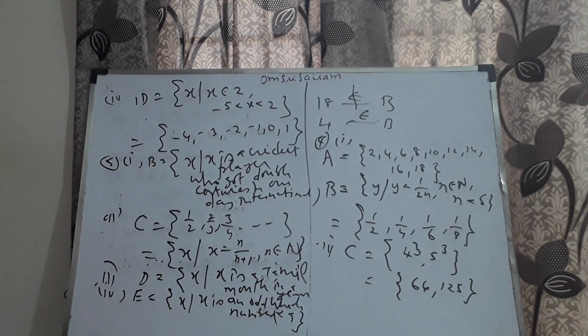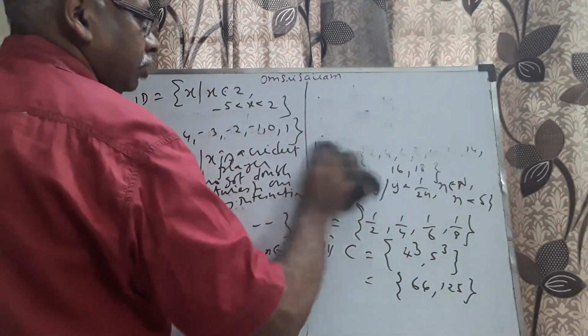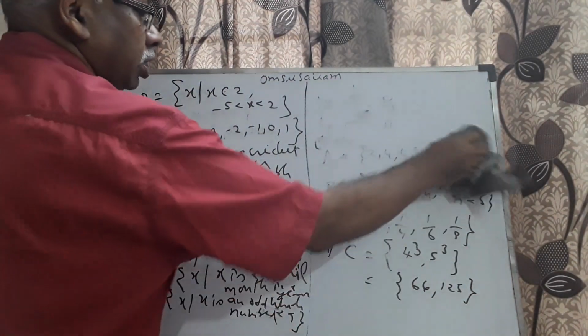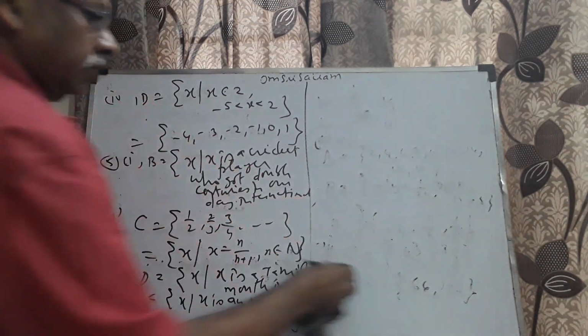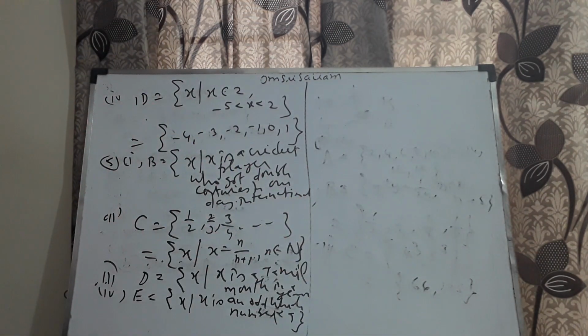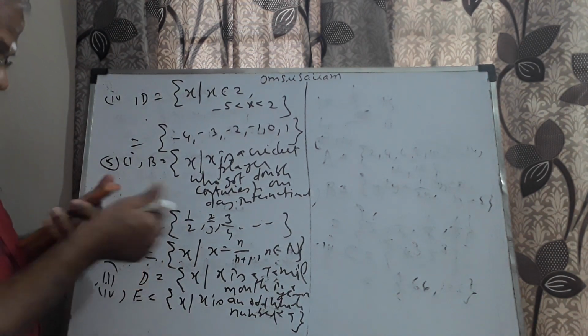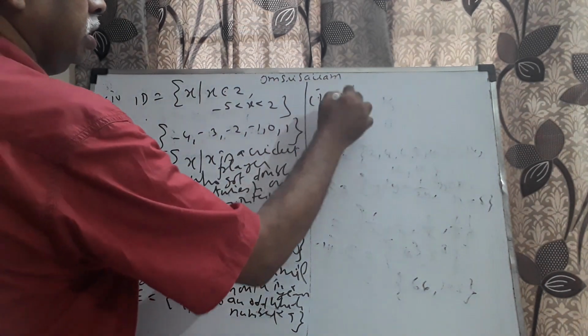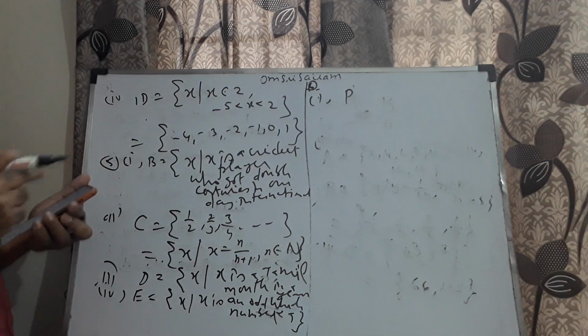Then let me finish the next one also. It will take maximum 3 minutes, we'll be able to finish before the 15th minute. The sixth sum goes like this. He says, represent the following sets in descriptive form. It is given in roster form, write in descriptive form. This is the sixth problem. P is equal to January, June, July.